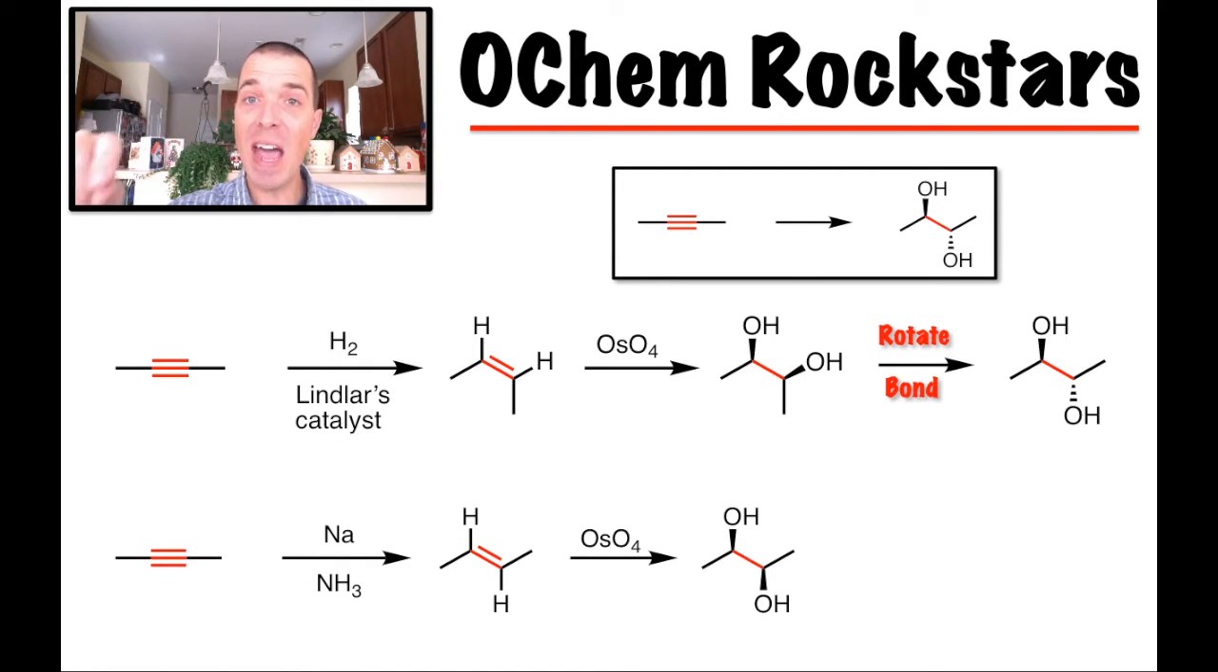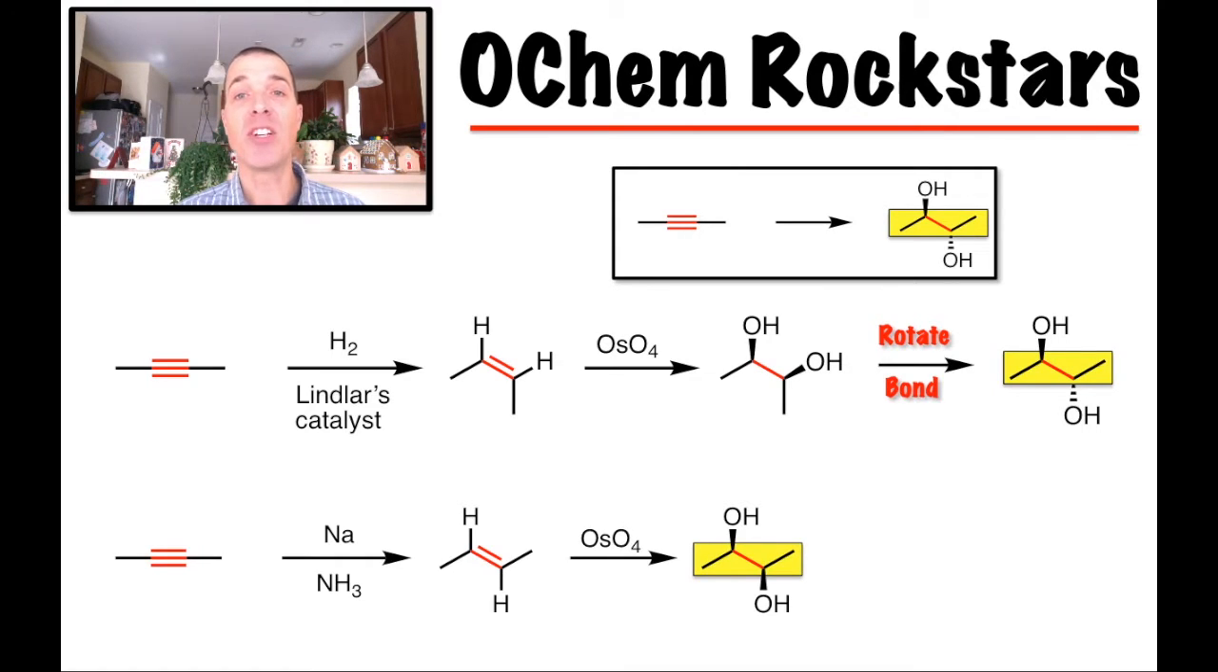And now we can see that one right there winds up giving us the trans. So we can see that in this case, when we use the Lindlar's catalyst, we get the trans OH. And when we use the sodium ammonia, we wind up getting the cis diol or the cis OH groups, okay?